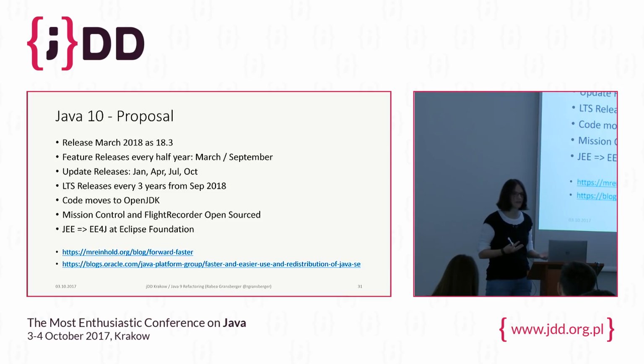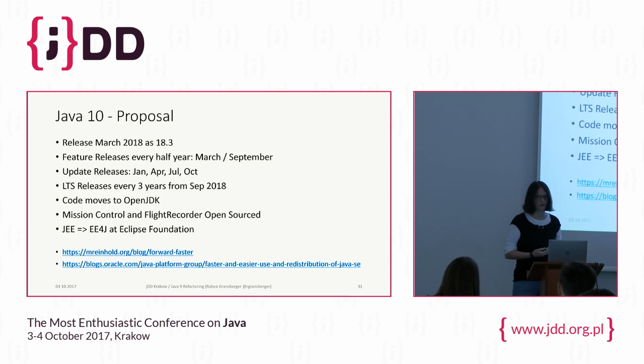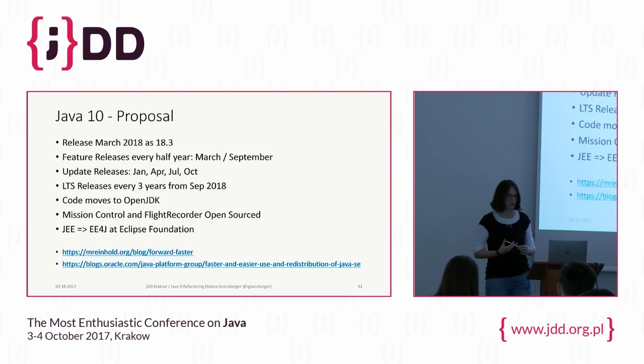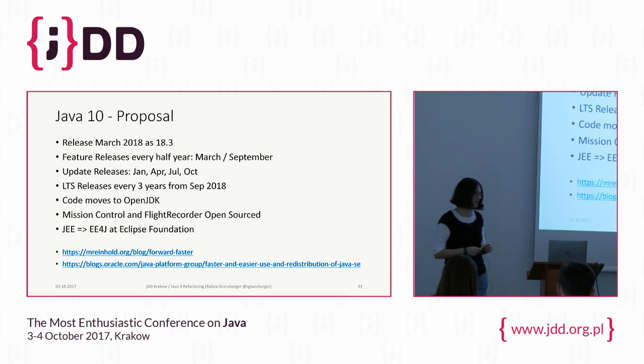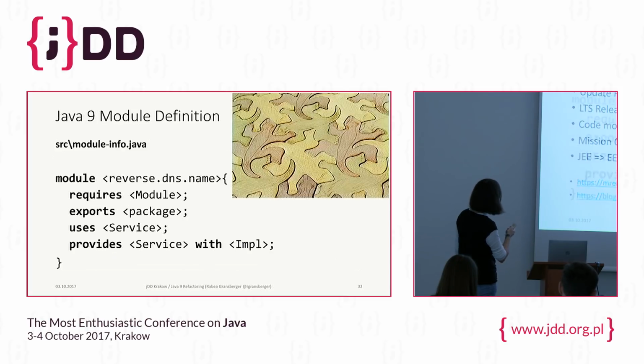A very nice thing is that more and more code moves to the OpenJDK. On the OpenJDK, everything is open source, so you can actually look at the source, you can collaborate on it, you can become a committer for the Java language itself. Also, Mission Control and Flight Recorder will be open sourced as well. It still demands you to have a commercial license in Java 9, but that's not really valid anymore, so it's now GPL and you can freely use it. And the Java Enterprise Edition moved to the Eclipse Foundation and is now called EE4J. So this is what comes next.